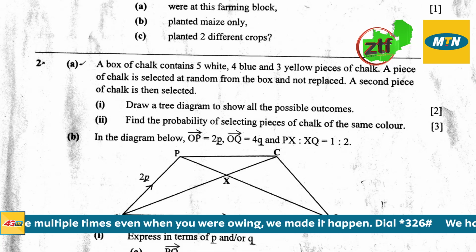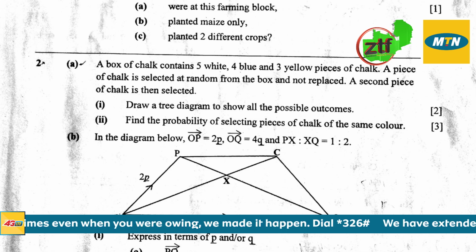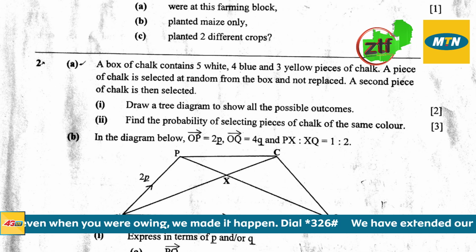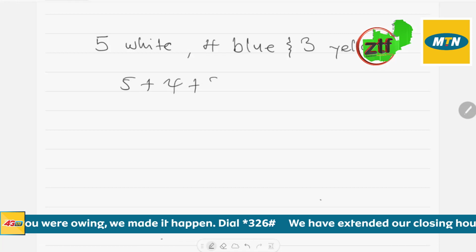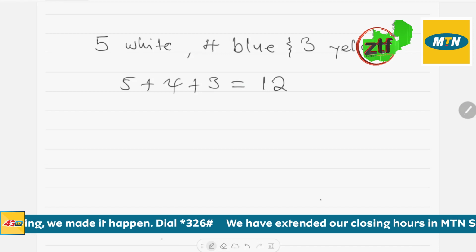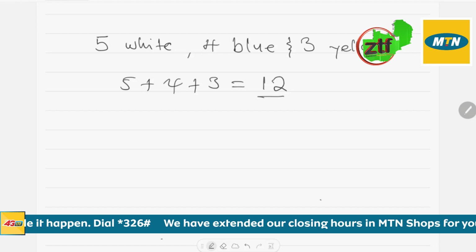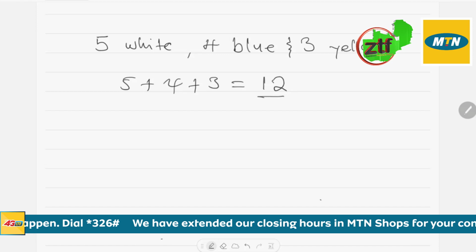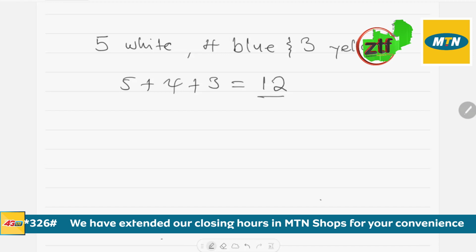You actually find the total number of pieces of chalk in that box. So we have 5 plus 4 plus 3, and that will give us 12. So our sample space in this case is 12. In short, we have 12 chances. Each piece of chalk has 12 chances of being selected.